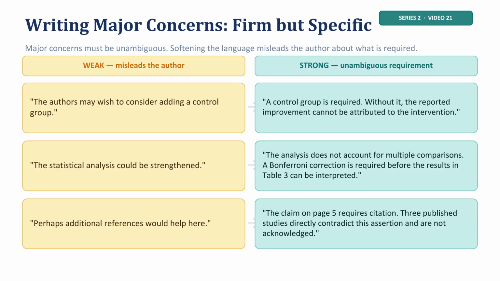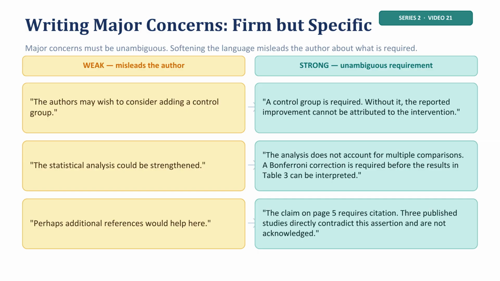The language around major concerns must be unambiguous. Softening the wording of a major concern misleads the author about what is actually required. "The authors may wish to consider adding a control group" implies it is optional. It is not. The correct framing: a control group is required. Without it, the reported improvement cannot be attributed to the intervention.